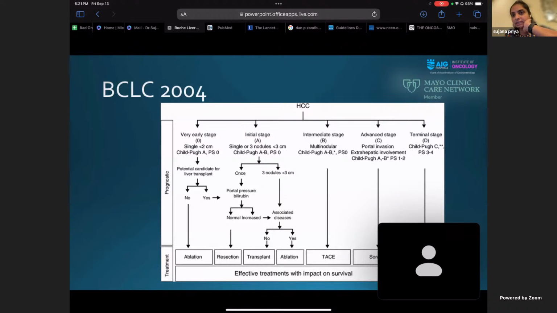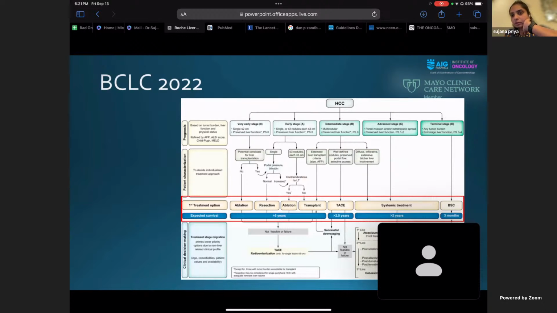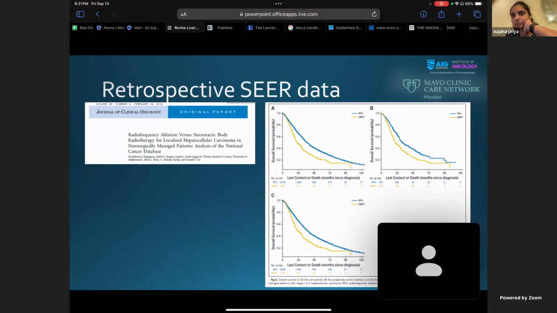As opposed to BCLC 2004, which never mentions anything except ablation, resection, transplant, and phase, if you look at the BCLC 22, almost 18 years down the line, there is still no mention about any active, but in fact, the systemic treatments have considerably improved with Atezo and BEV.